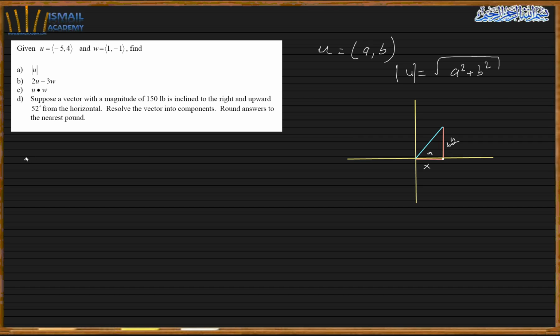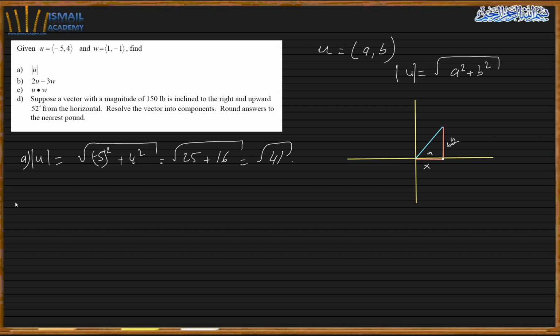So the absolute value of u here is going to be the square root of x squared, which is minus 5 squared, plus 4 squared, which is the square root of 25 plus 16, which is the square root of 41. So this is for the first one.